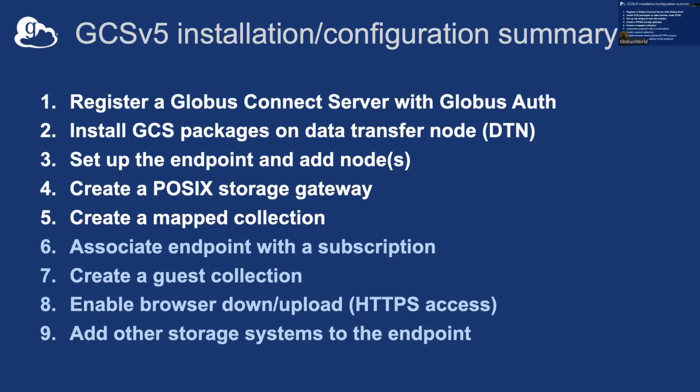So this is a summary of what we are going to do. We are going to register a Globus Connect server because that's how you start all your GCS5 installs. Like I said, there is no Globus ID. And whatever credentials you get here is what you use for the GCS piece. Then we'll install the packages. They're already done on your demo machines. End up adding some nodes to it. Then create gateways, map collections, guest collections, the whole nine yards, right? So we'll actually go through all of that so you can see what that looks like.